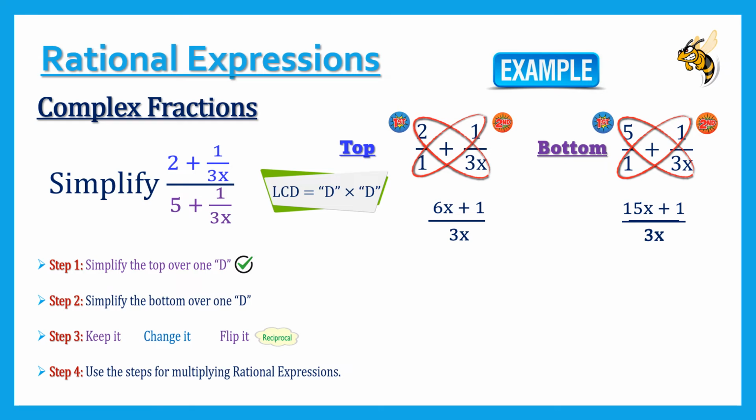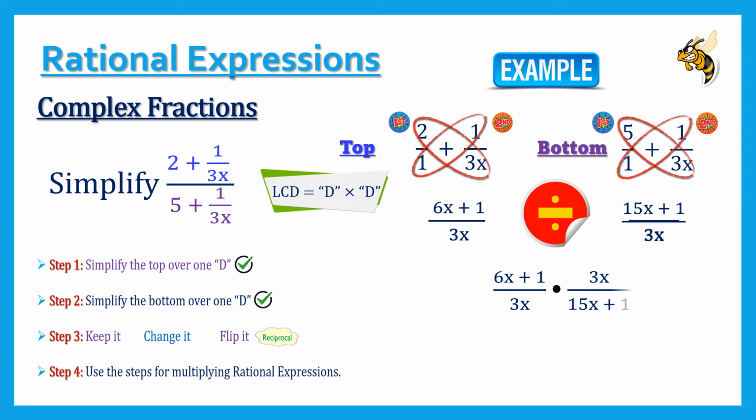Remember, the top was being divided by the bottom, so we need to put a division sign between them. Now that we have it set up as a division problem, we can go ahead and keep the first fraction. We can change the division to multiplication and flip the second fraction. If you notice, the 3x is now in the top. Now we need to use the rules for multiplying rational expressions.